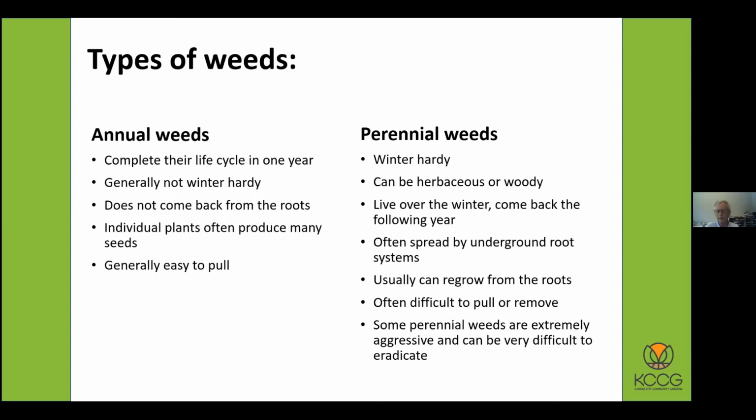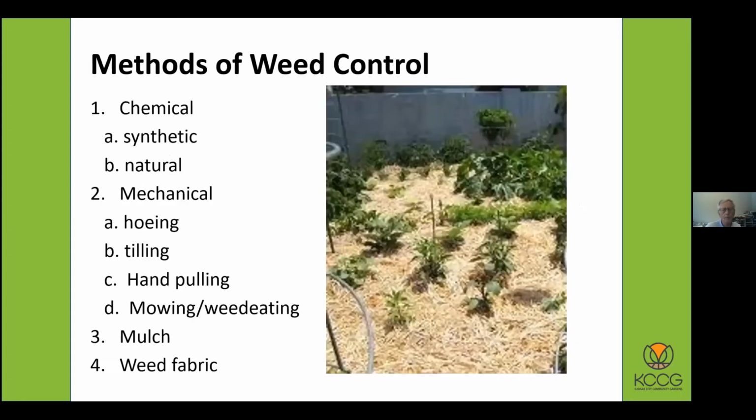And it's usually kind of difficult to get those roots out. Sometimes they spread really far, they're deep. And so it's going to be a process. And some of the perennial weeds, we'll talk about them, are extremely aggressive and can be very difficult to control, to get rid of. And so we'll talk about that. We will be talking about which ones are easier to deal with, which ones are harder. Those are your two main categories of weeds.